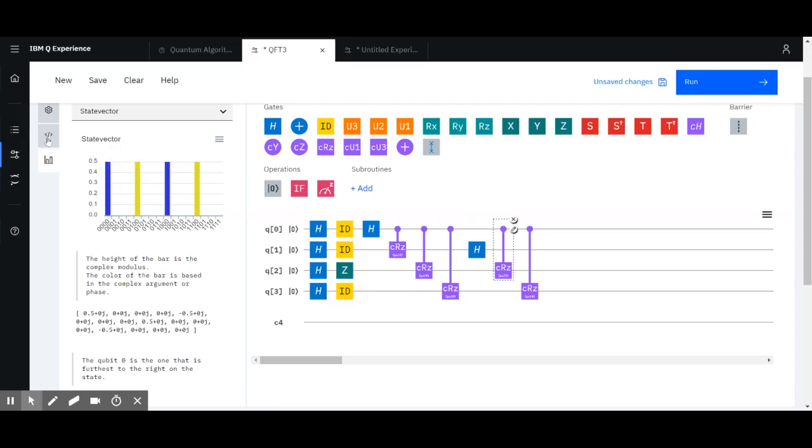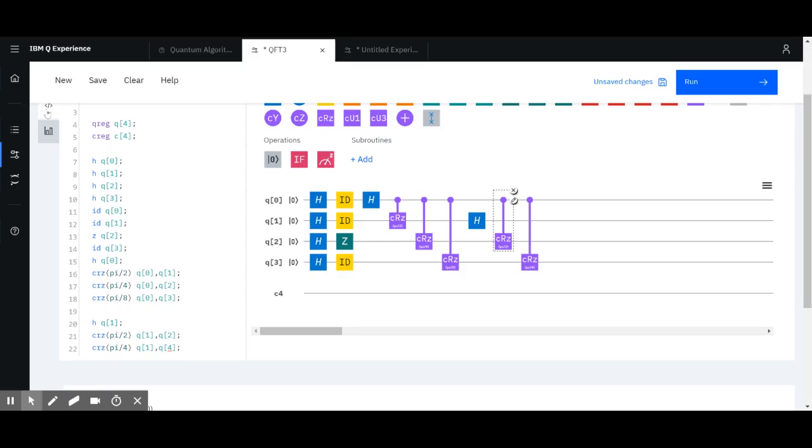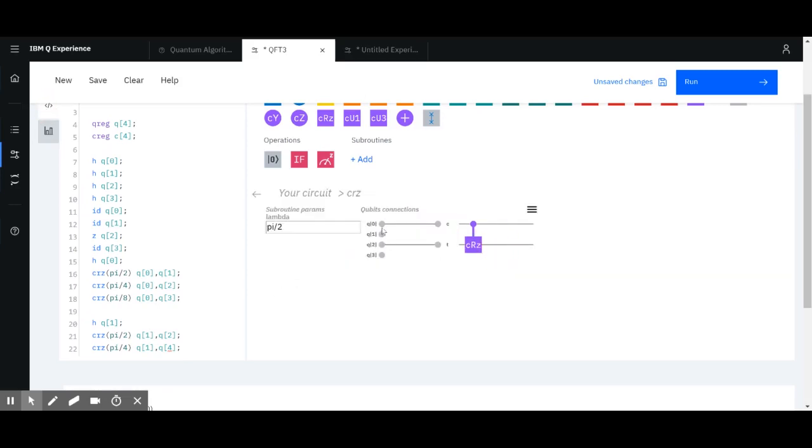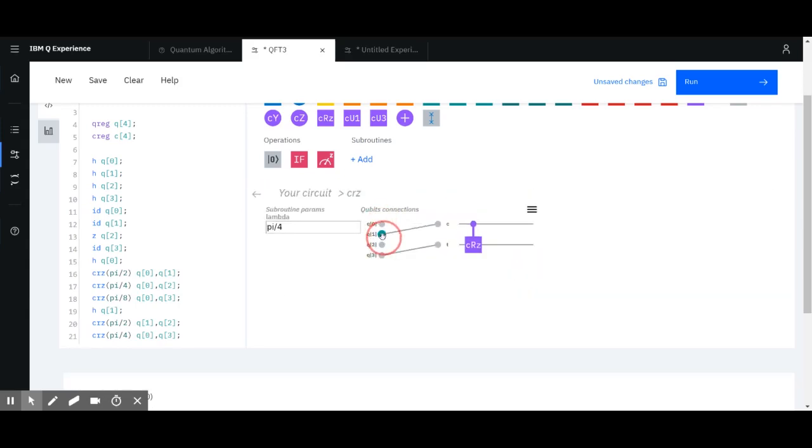Sorry, that is wrong. Why is it not right? This is the control. This is the control.